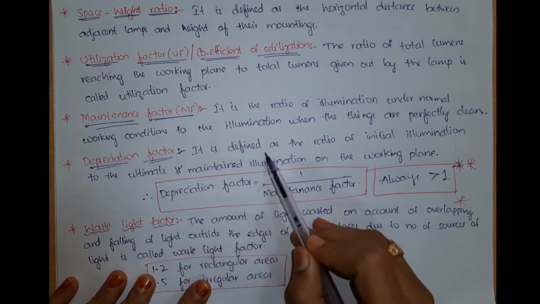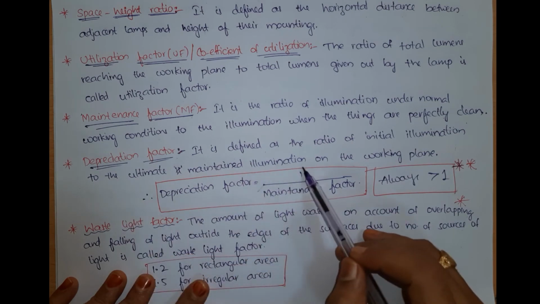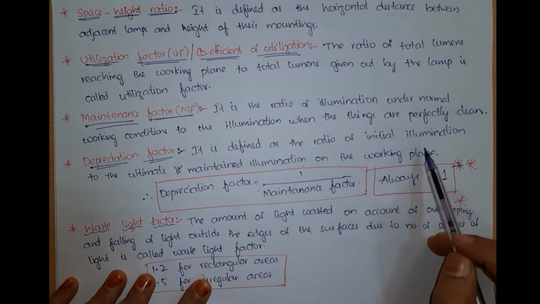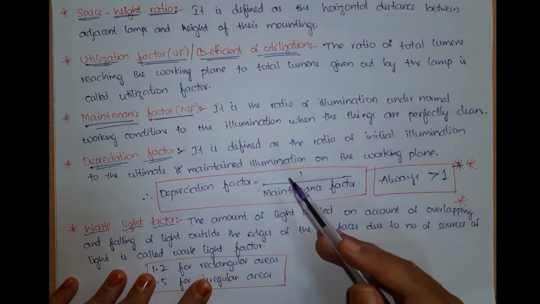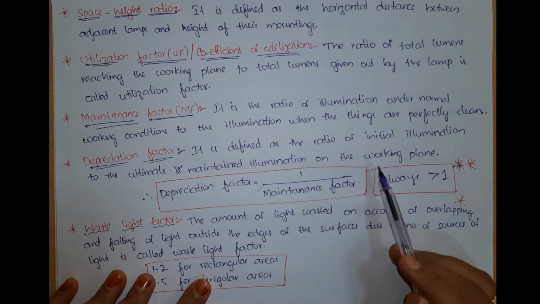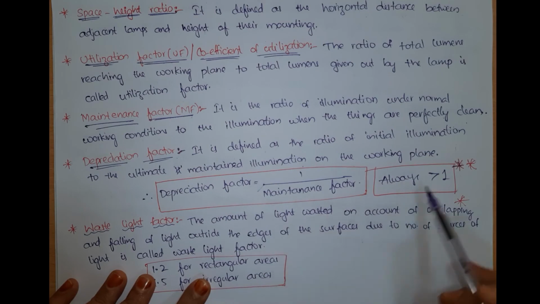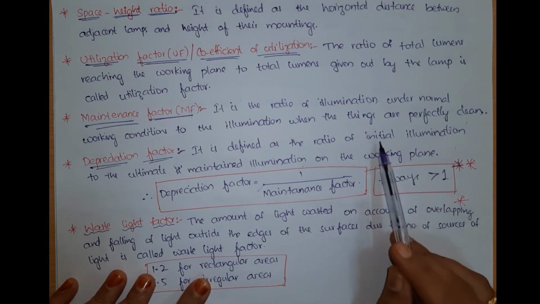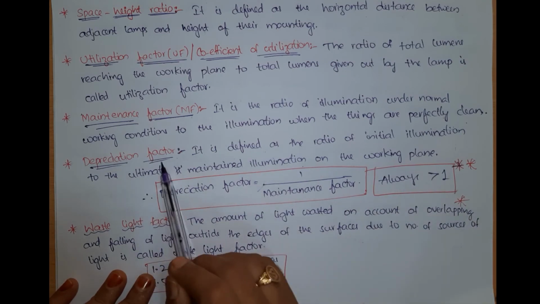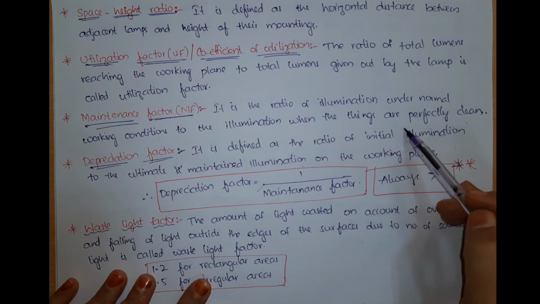It is defined as the ratio of initial illumination to the ultimate maintained illumination on the working plane. Initially, how much illumination is present, and at last, how much illumination is maintained. That is called depreciation factor. It is the inverse of maintenance factor, and is always greater than 1. Initially it will be high, then it will be lower. So depreciation factor will always be greater than 1 and maintenance factor will always be less than 1.